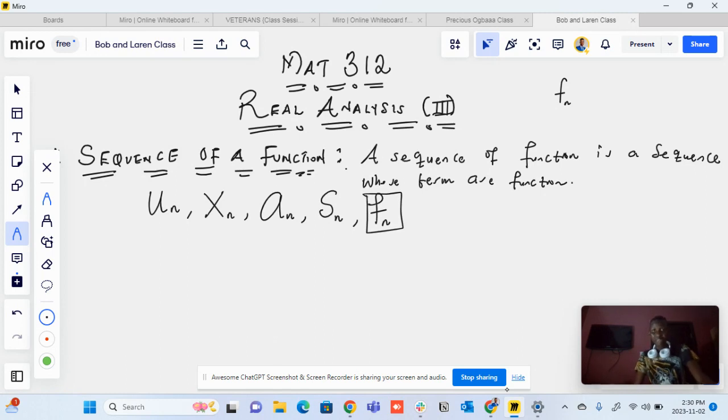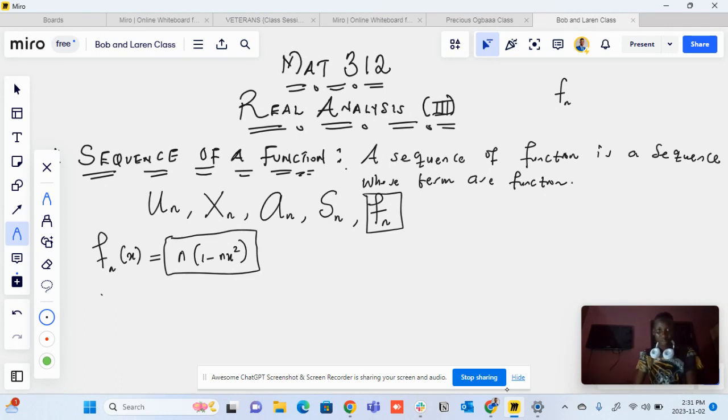So I can actually give you an example of a sequence of a function. Let's say fn of x, in terms of x, I can have it as n open bracket 1 minus n x squared. So this is the sequence of function given to us. We use fn of x to denote that. Likewise, we also have series of a function.